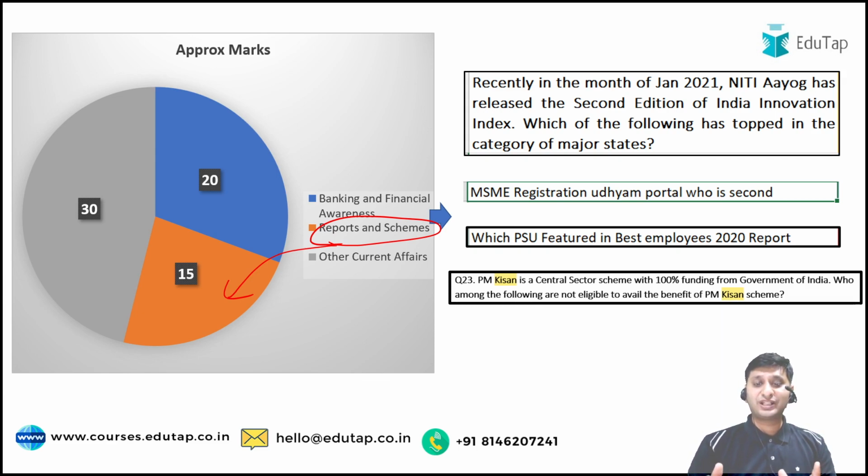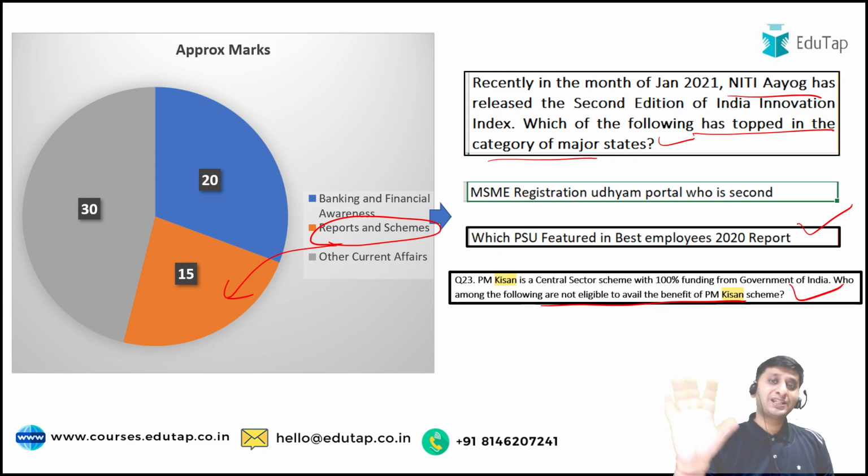तो आप ये क्वेश्चंस देख लीजिए. Which PSU featured in the Best Employees Report 2020? Which of the following has topped in the category of major states as per नीति आयोग रिपोर्ट? मतलब सिंपल क्वेश्चंस हैं, बहुत अंदर जाके डेप्थ में नहीं पूछे गए हैं. Which of the following are not eligible to avail benefit of PM Kisan scheme? तो ये अगर आप reports and schemes को पढ़ेंगे, ये information would always be there at the top of your mind and you will be able to answer all these questions.